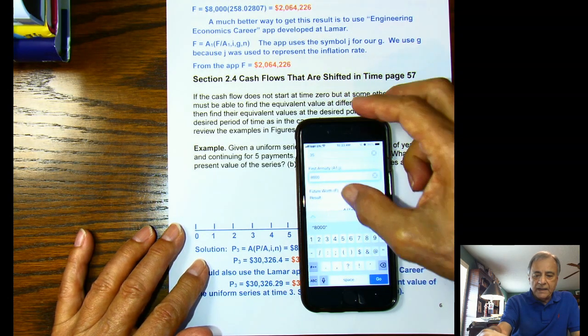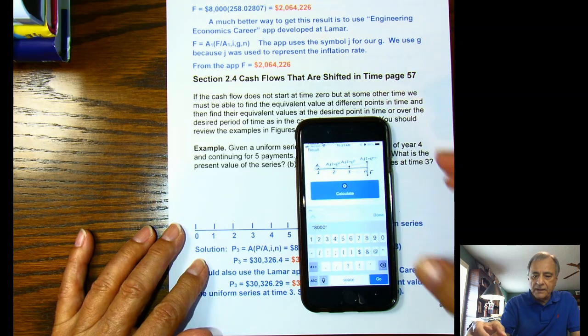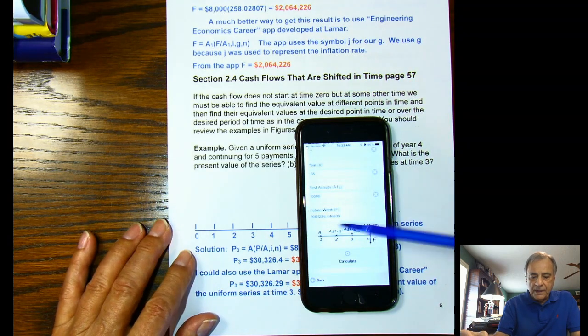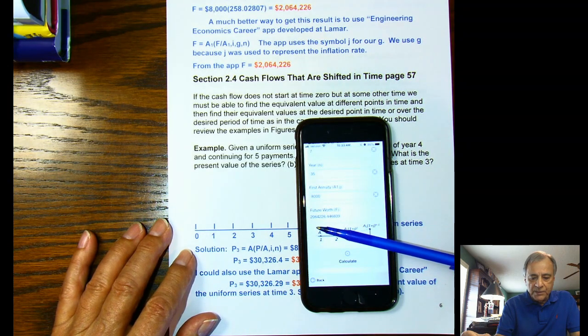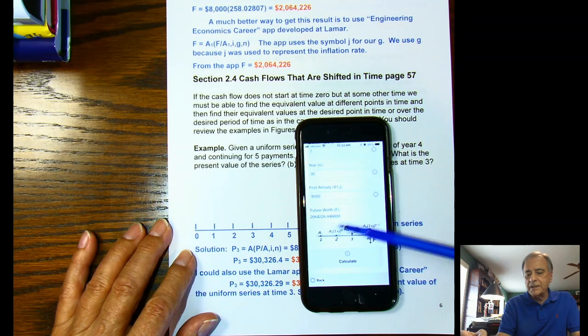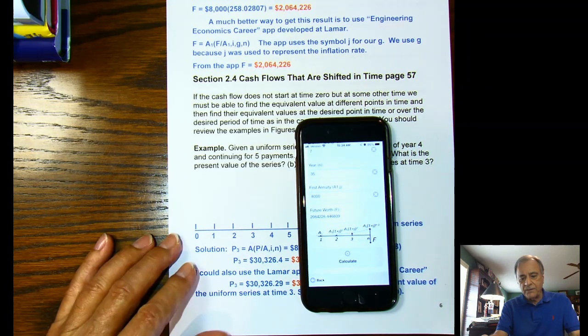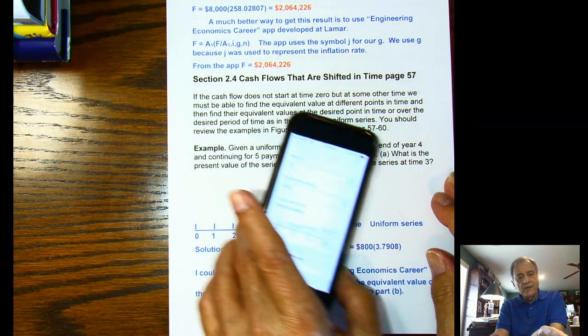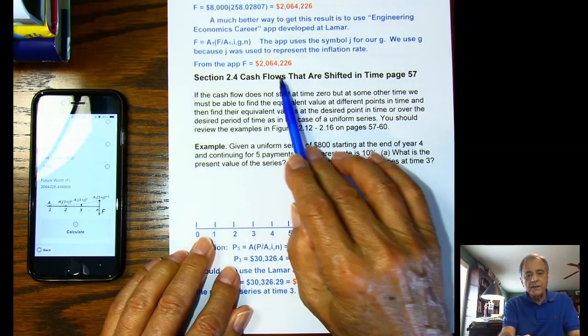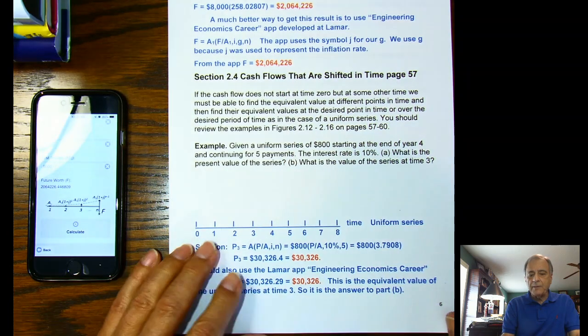And I put all that in, scroll up, and say to calculate the future value. And it comes out $2,226.45, in fact. But we're going to leave the cents off. There is the value from the app.